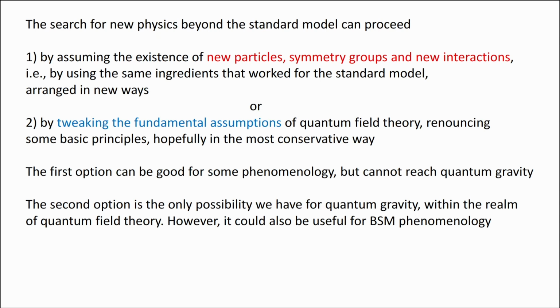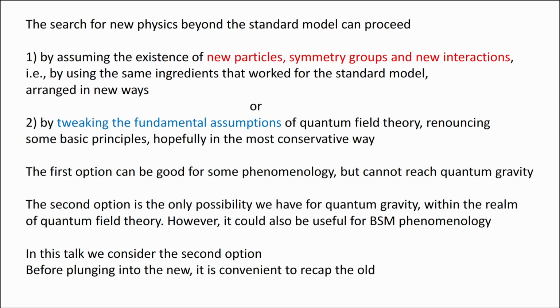In that case, we have to tweak the fundamental assumptions, because otherwise we are stuck with the problems that have been challenging for the past decades and that have never been solved. And in particular, in quantum gravity, the basic problem is to make renormalizability compatible with unitarity. This second approach could also be useful for beyond the standard model phenomenology, but it is mainly thought for quantum gravity. So in this talk we will consider the second option.